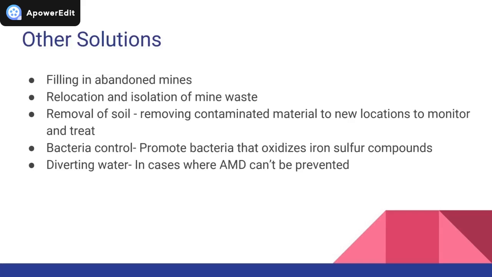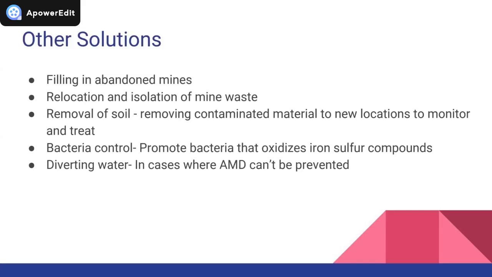Next, we have the relocation and isolation of mine waste, and this involves isolating waste from interaction with groundwater by moving the waste above the water table, treating it, and then covering it with a layer of impermeable material to keep it out of the surface water so that you're not further contaminating that source. Next, we have the removal of soil, which is similar to the previous one, except in this case, you're not leaving it anywhere near the source. You're taking this contaminated soil and relocating it to a new location where the waste is able to be monitored and treated to help further prevent the spread.